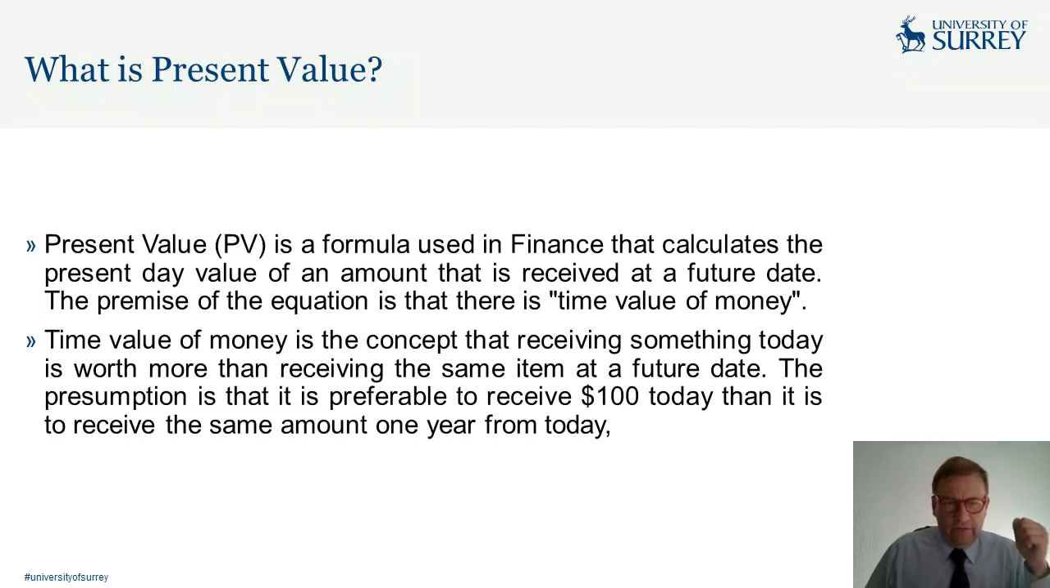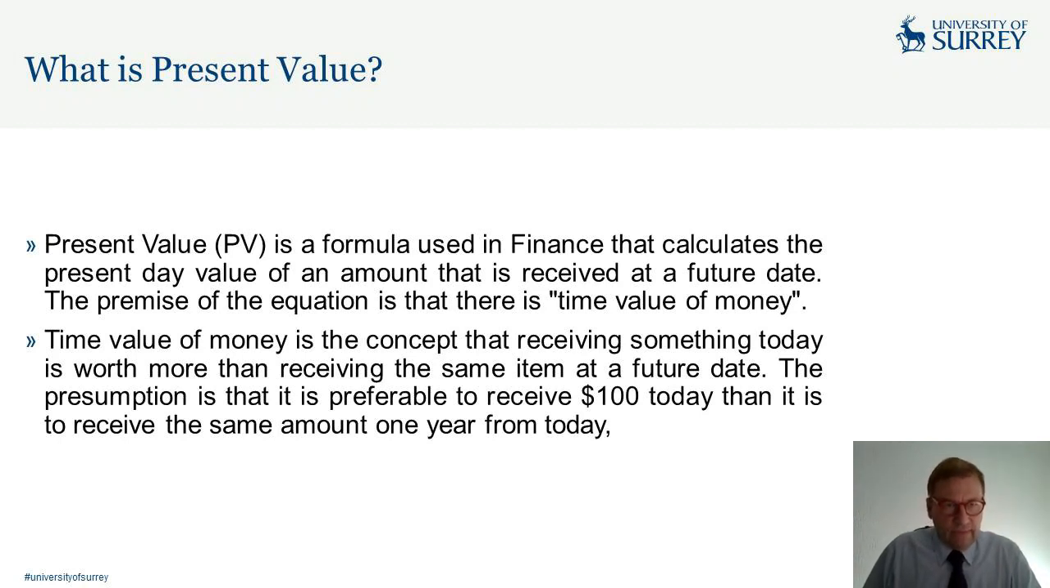This is the formula used in finance that calculates the present day value of an amount of money that you are going to receive in future. And the premise of the equation is that there is a time value of money. We just talked about it earlier. Time value of money is the concept that receiving something today is worth more than receiving the same item at a future date. The presumption is that it's preferable to receive 100 today than to receive the same amount of money in a year from today.